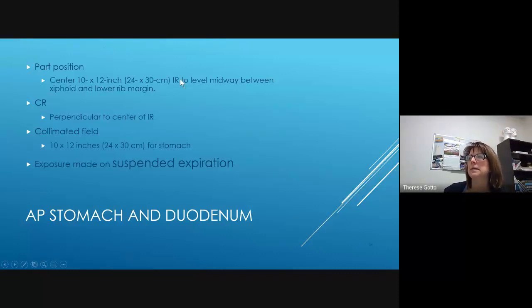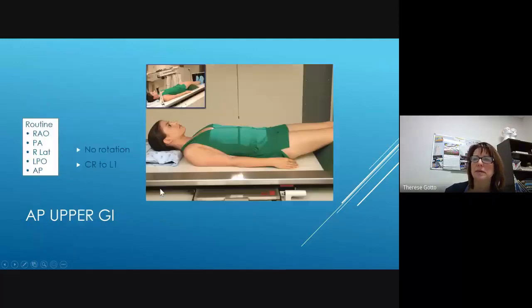Okay, 10/12 IR, and it's going to be midway between the xiphoid and lower rib margin, perpendicular central ray, no angle. 10/12 for routine AP stomachs, suspended expiration. Okay, here's a picture of that. This looks a little, well, for her body habitus, this looks good, but this looks a little large to me. This is more than a 10/12. I'm just saying. Central ray is at L1, make sure there's no rotation.